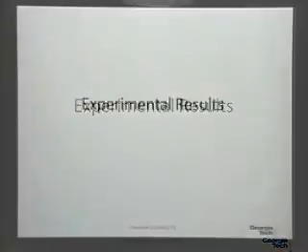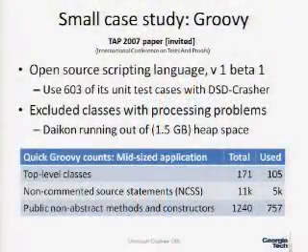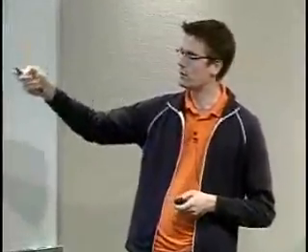Okay, so we ran all of our tools on one subject to give you examples of the different powers. The subject is the Groovy system, which is a scripting language that compiles to Java bytecode. And we used an old version, version 1 beta 1, in the hope of finding many bugs in it.